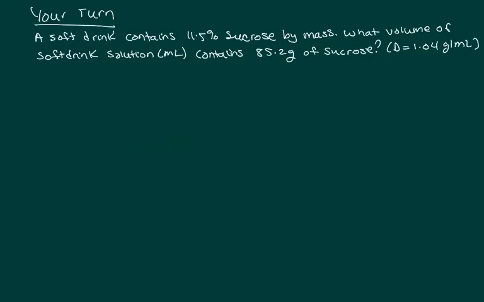Okay, so you go ahead and give this a try. You have a soft drink that contains 11.5% sucrose by mass. What volume of soft drink solution in milliliters contains 85.2 grams of sucrose? And the density of the solution is 1.04 grams per mL. So you have one conversion factor between grams and mLs here for your solution.